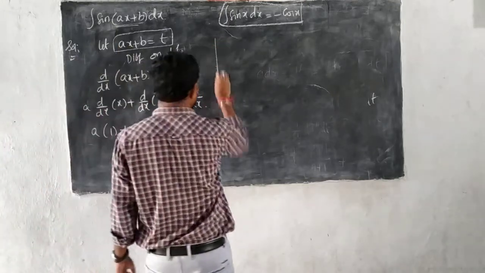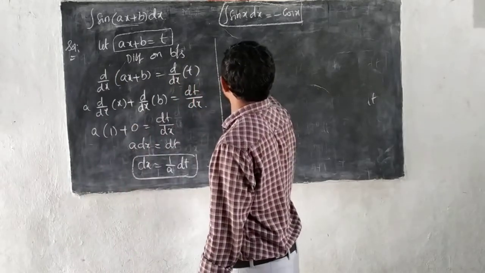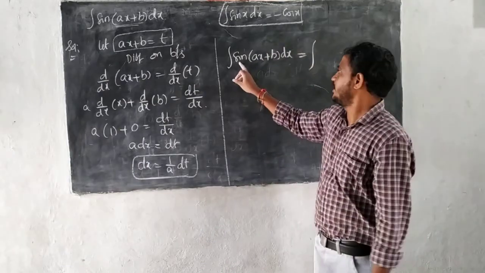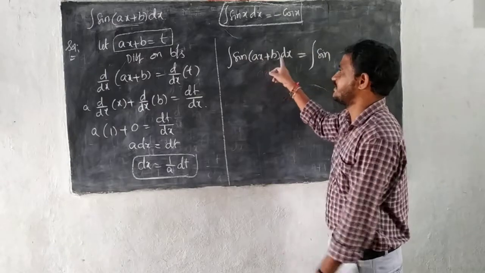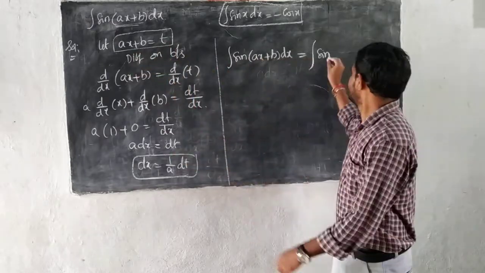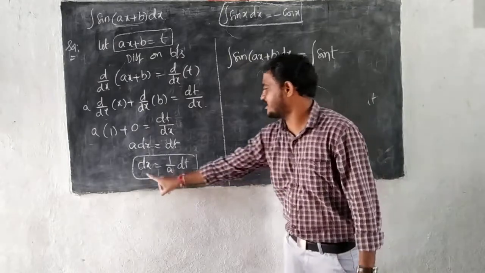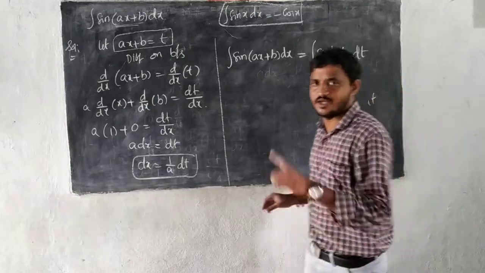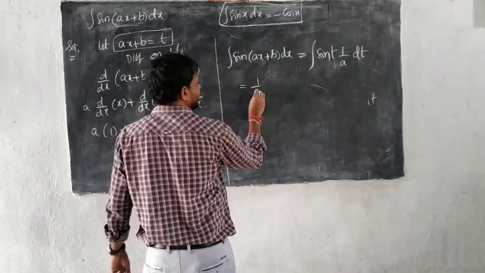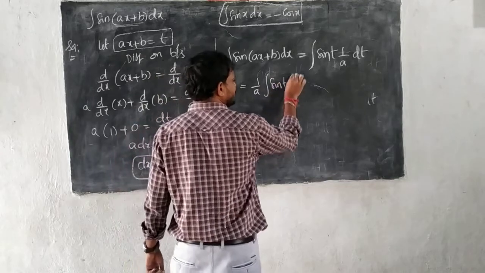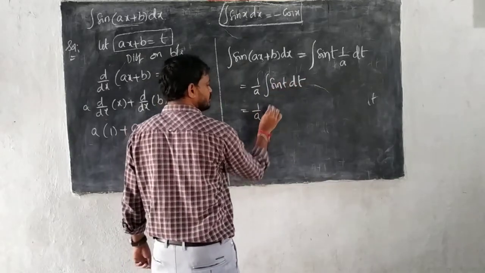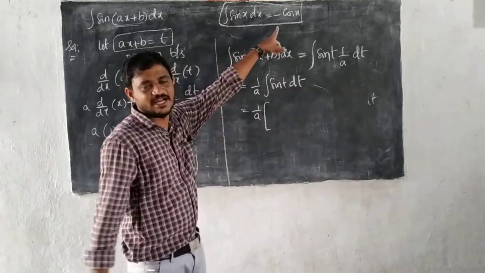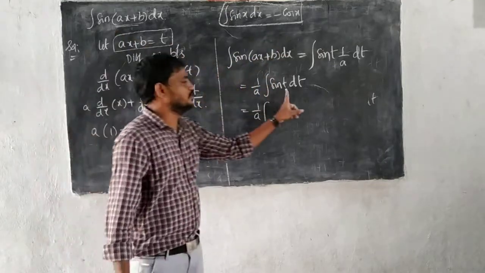So what is the given function here? Integration of sin of ax plus b into dx. What is the ax plus b value here? t. So you will get sin t. And what is the dx value? 1 by a dt. So substitute here 1 by a into dt. 1 by a is a constant, so write it outside. So 1 by a into integration of sin t into dt. Here integration of sin t into dt is a standard form. That means the function is converted into standard form.